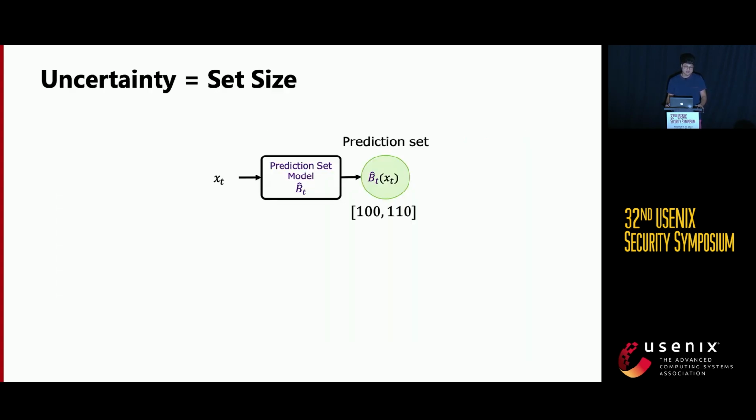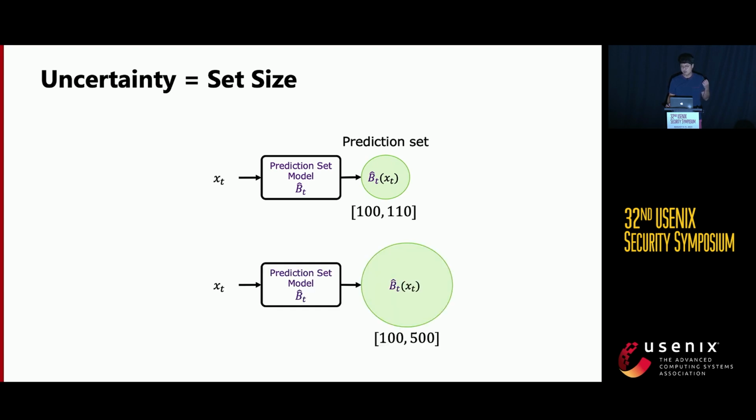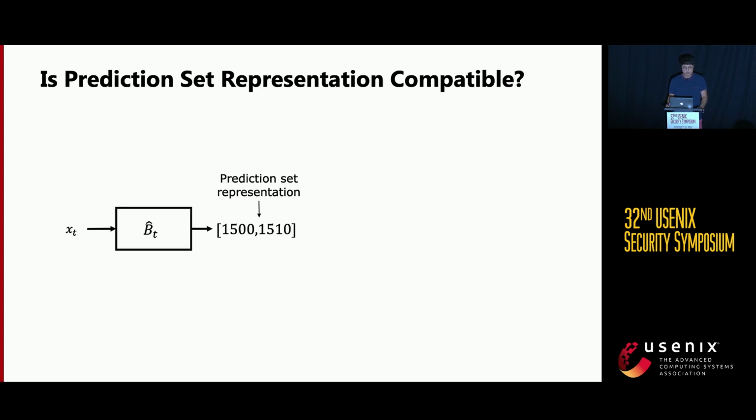Here I want to highlight that the uncertainty is measured by the set size. For example, if the model thinks the current situation is more uncertain than before, then it outputs a larger set, which means there are many other possibilities for the true value. So a larger set could represent a more uncertain situation. Okay, then is this prediction set representation compatible with other applications? The short answer is yes, and possible. Here, let's imagine this prediction set representation on the price.